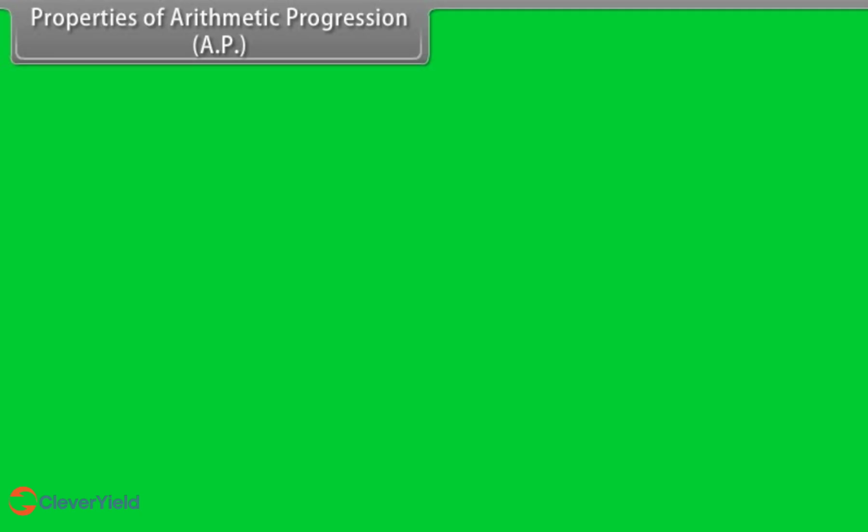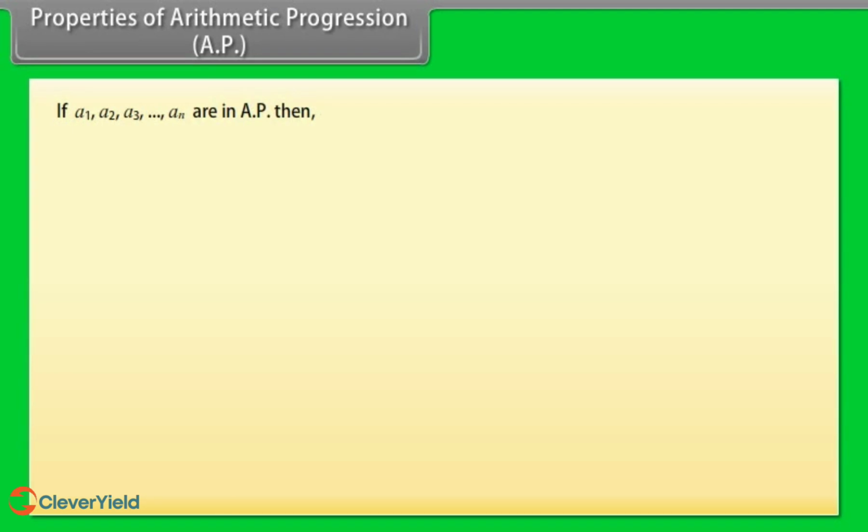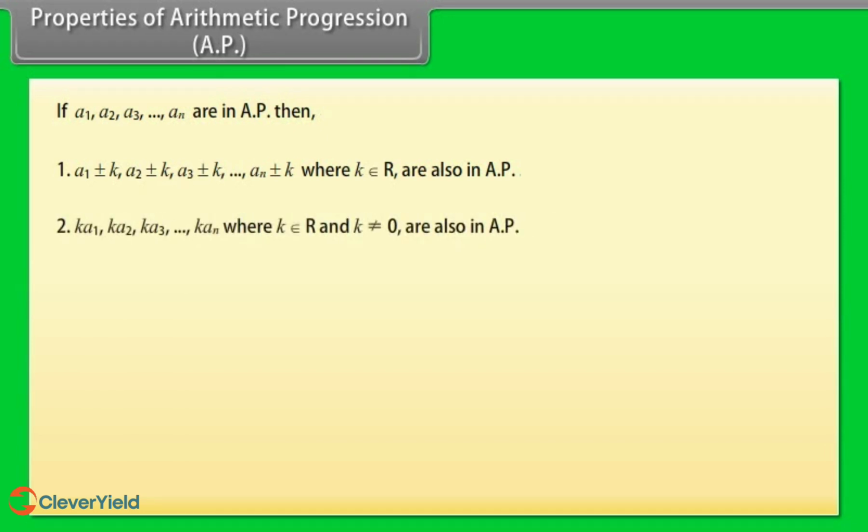Properties of arithmetic progression, AP. If a1, a2, a3 up to an are in arithmetic progression, then a1 plus or minus k, a2 plus or minus k, a3 plus or minus k up to an plus or minus k, where k belongs to R, are also in AP. k a1, k a2, k a3 up to k an, where k belongs to R and k is not equal to 0, are also in AP. a1 by k, a2 by k, a3 by k up to an by k, where k belongs to R and k is not equal to 0, are also in AP.